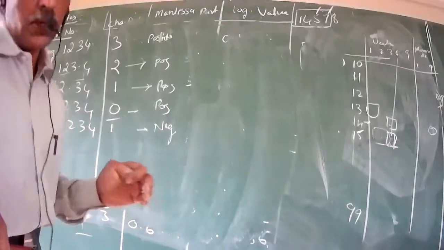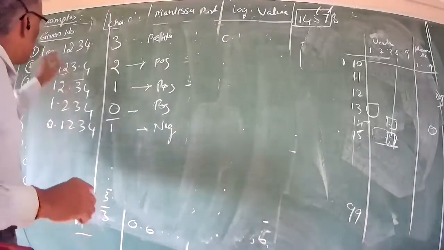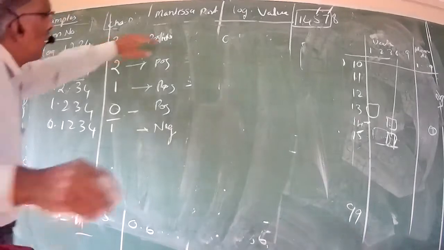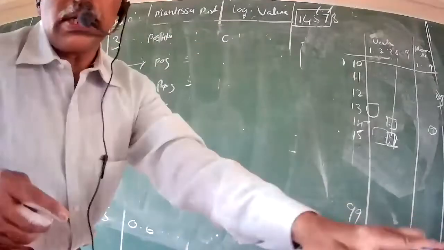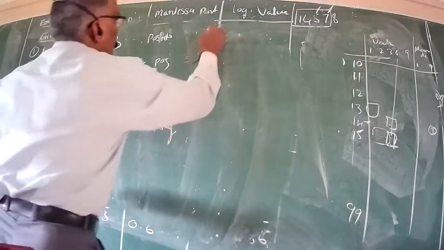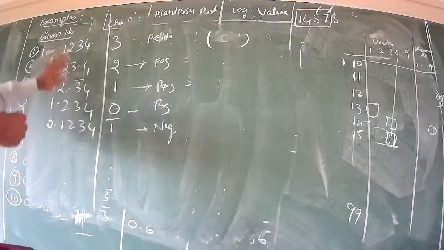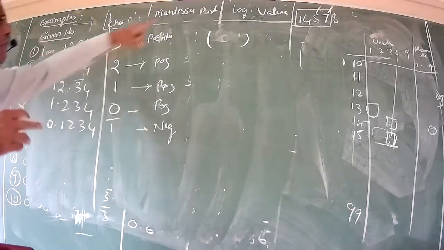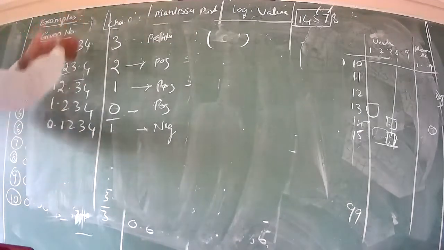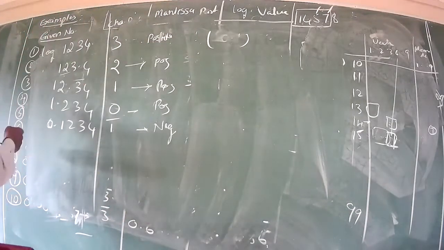So this is the method of finding the logarithm value by using the table. Now carefully note this, the table gives the same number. There also, ignore the decimal point to find the Mantissa part. The characteristic part is found only by counting the number of digits before the decimal point.